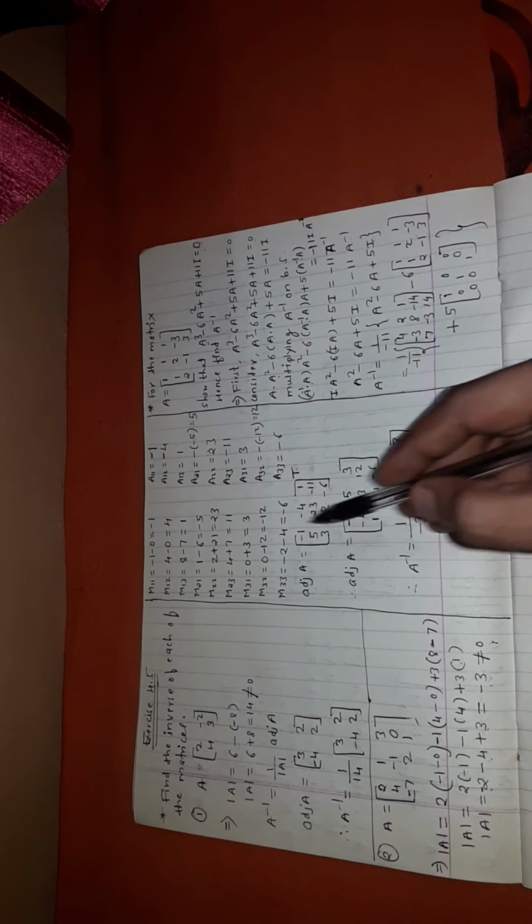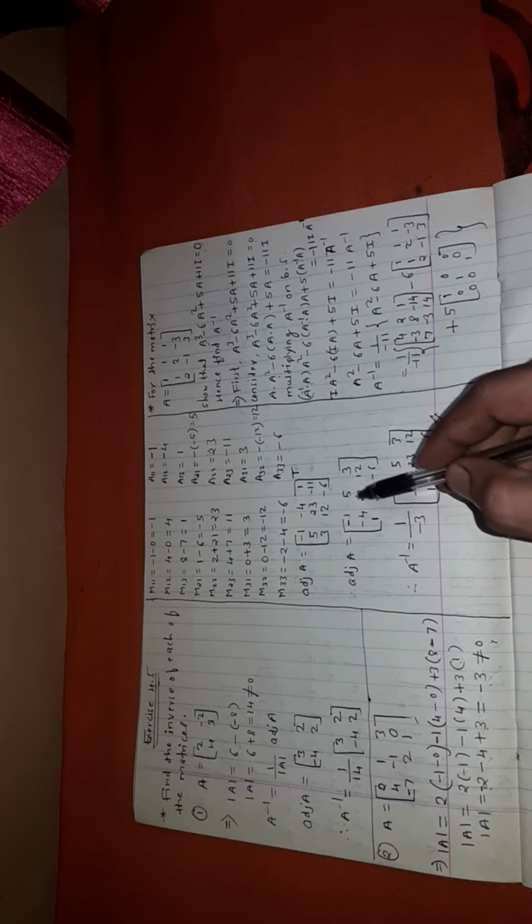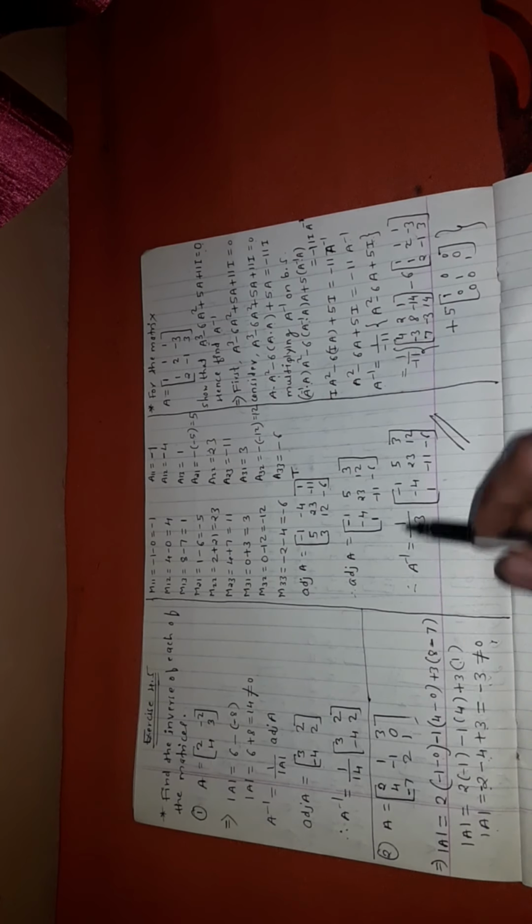Transpose means what? Interchanging the rows and columns. So first row changes to first column, second row changes to second column, third row changes to third column, and this is your adjoint of A.